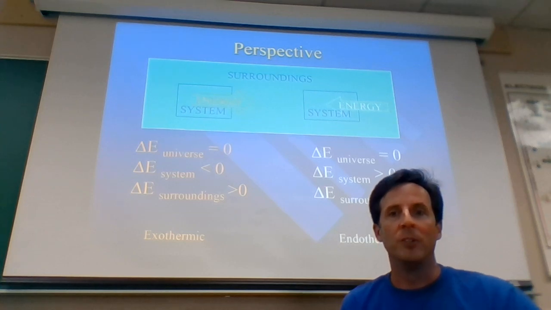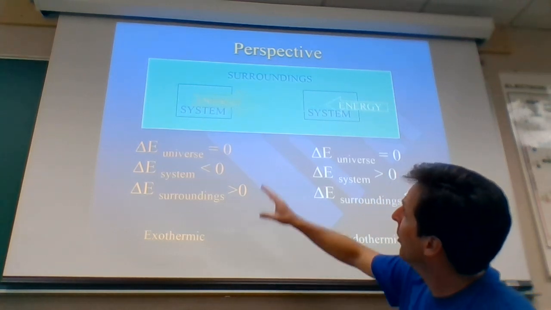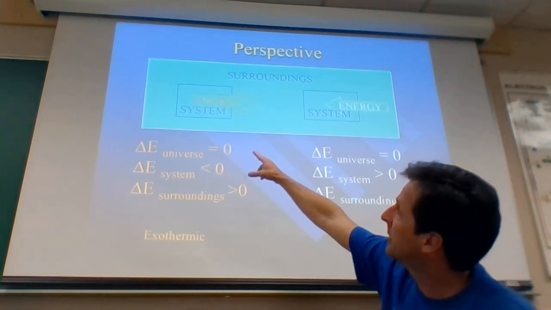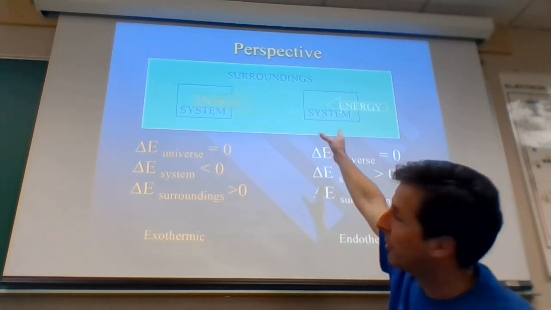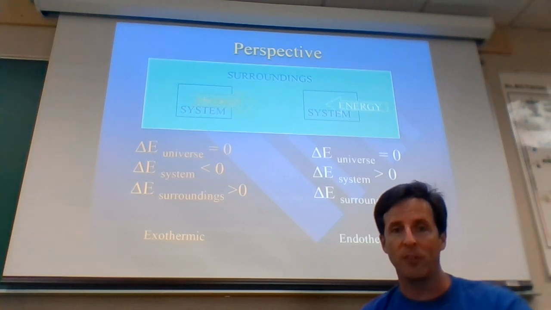Now, just perspective-wise, looking at this diagram, on the left-hand side it's showing that we have a system in the box, and if energy is going from inside the box out of the box, that means that energy is being released by the system to the surroundings.